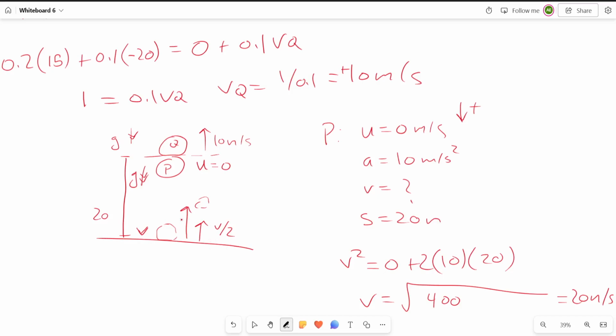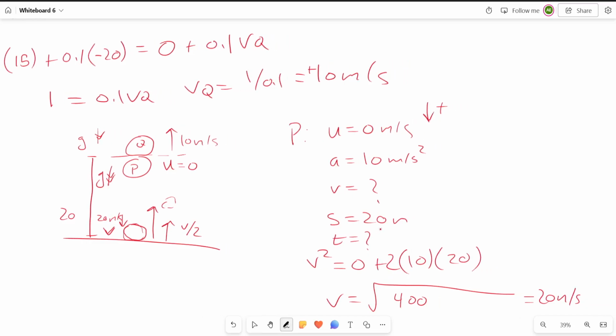So now P is here, immediately before the rebound, hitting the ground, having a V of 20 meters per second downwards. Let's see how long this took to happen. So now I will need my time. And a tip: I calculated, now I have everything. I have my V, which is 20 meters per second.